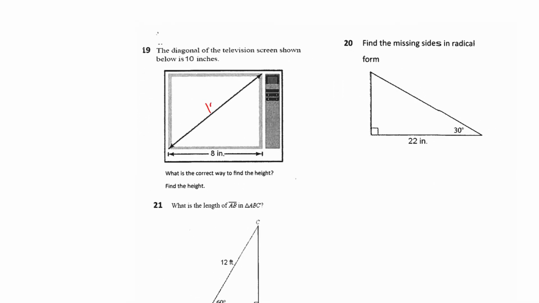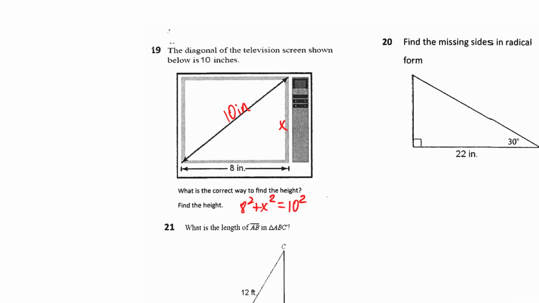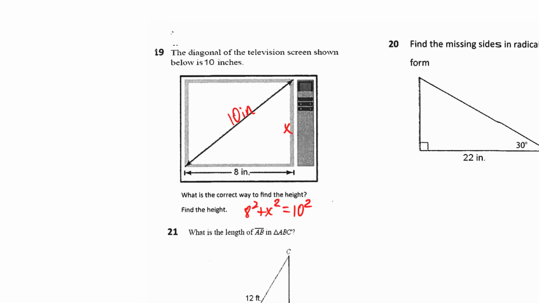Okay, next one, it says that the diagonal of this TV is 10 inches. And to find the height, it would be 8 squared plus x squared equals 10 squared. 10 is the hypotenuse. So there'll be a question like this on your test tomorrow. And it's not going to ask for the answer, it's just going to ask how to set it up. So that's what the answers will look like. Like, how do you set this up in the Pythagorean theorem?